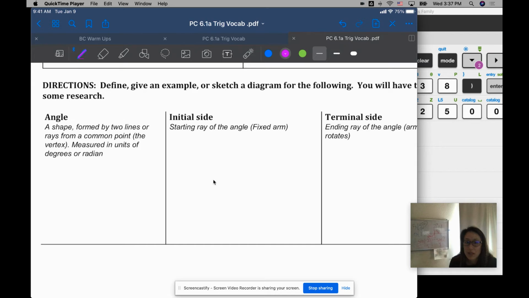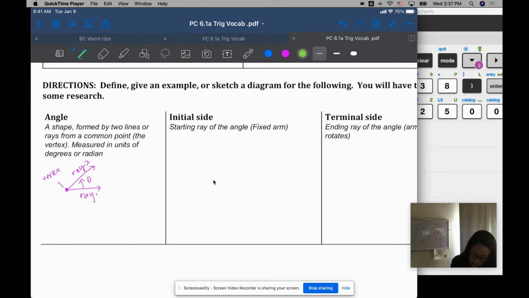Okay, so an angle is a shape formed by two rays or two lines at a common point, which is the vertex. So it would be something like this. If I have my vertex and two rays that are line segments pointing in one direction, then I have an angle. So it's an opening, basically, is our angle. We measure our angle in degrees or radians. So this is the vertex. This is ray 1 and ray 2.